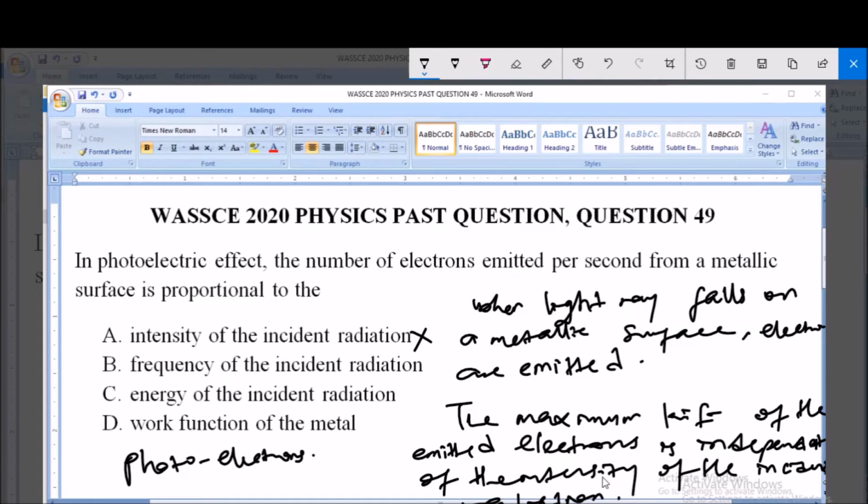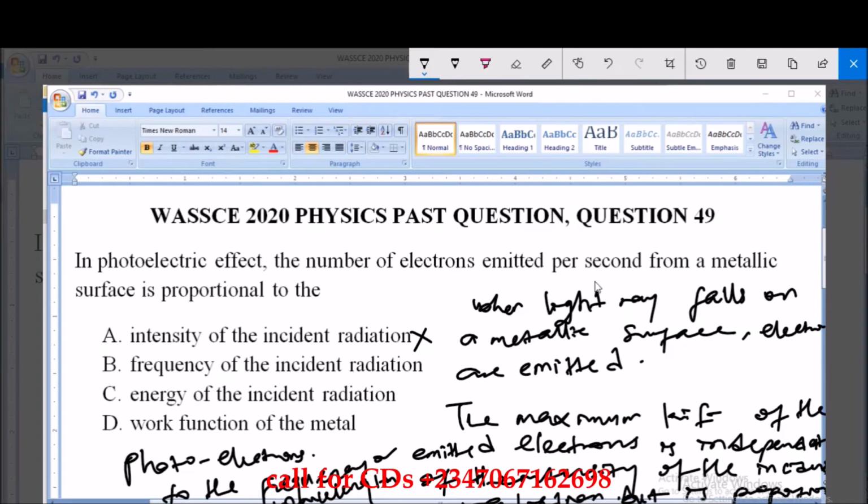So it is independent, it does not depend on the intensity of the incident radiation, but is proportional to the frequency. It is proportional to either the frequency or wavelength of this radiation or the incident light. So therefore the photoelectric effect, the number of electrons emitted per second, which is the energy of these electrons from a metallic surface, is proportional to the frequency, or to the wavelength of this incident light.